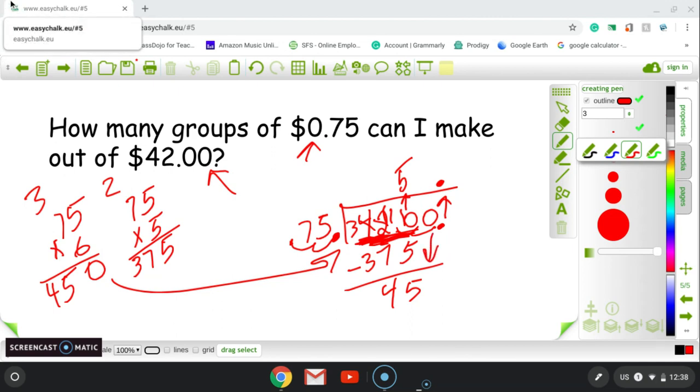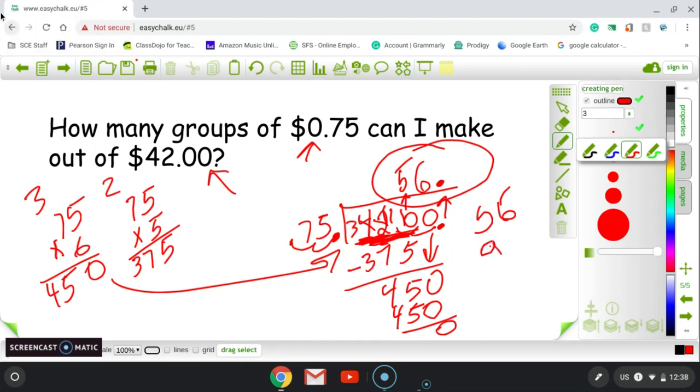Bring down my 0. How many times will 75 go into 450? Well, the answer is 6 times. We already did the math to that. So I'll put my 6 there, which is 450. And my remainder is 0. So my answer is 56 what? Well, I can make 56 groups of 75 cents.